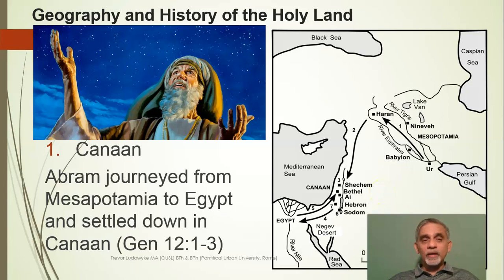Coming further on, in Genesis chapter 12, we are introduced to Abraham. Abraham journeyed from Mesopotamia to Egypt and settled down in Canaan. Look at this map here.